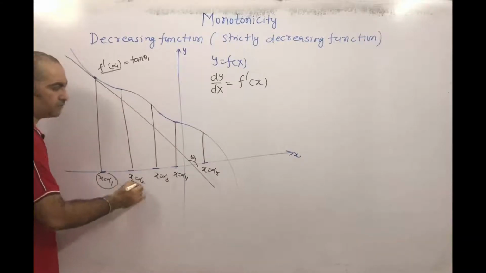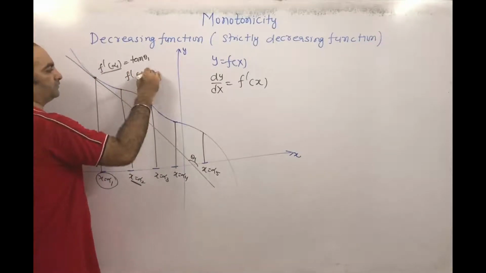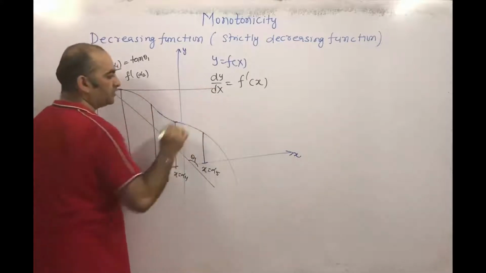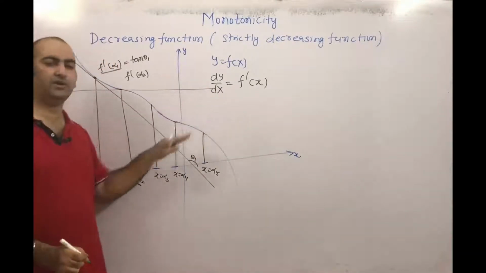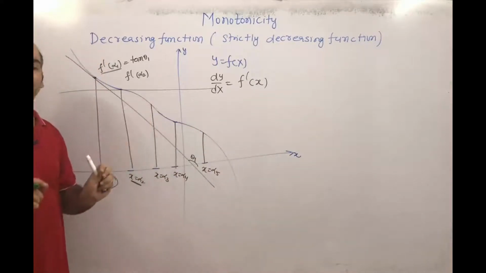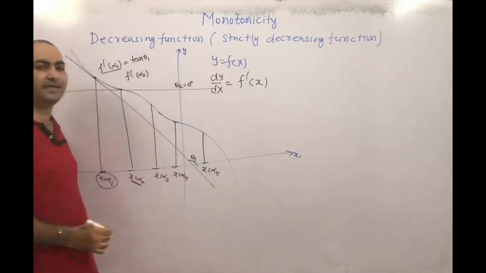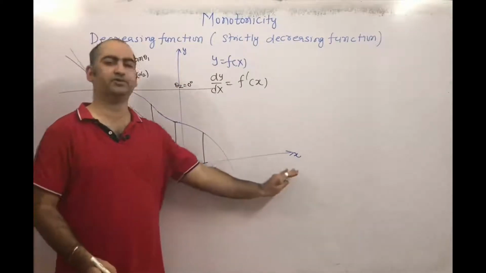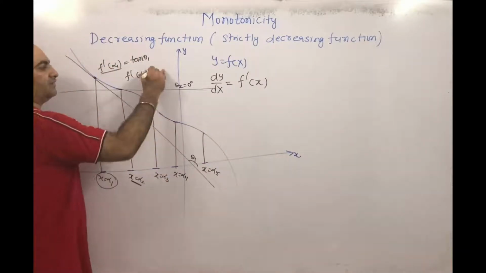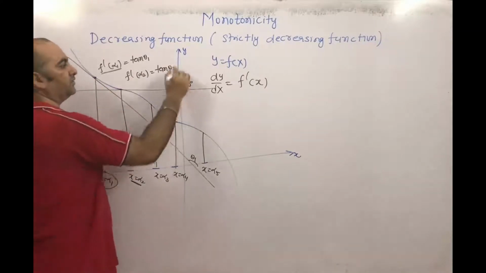Similarly, at this point, if you find the slope of the tangent, the x value is alpha 2. So if you put x equal to alpha 2 here, f dash alpha 2 will come. And if you draw the tangent here, it will come like that. You can see this tangent is parallel to the x-axis. That means this tangent will make theta 2 angle, and theta 2 will be 0 degree with the positive x-axis because it is parallel to the x-axis. So f dash alpha 2 is tan of theta 2, and theta 2 is 0.